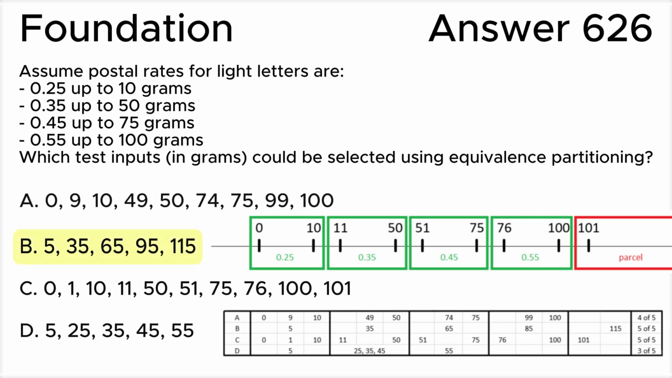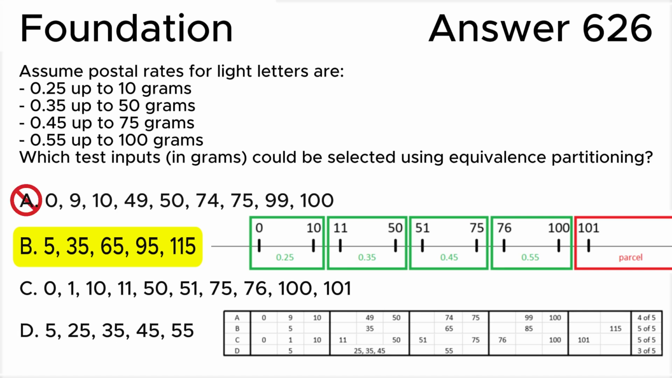Correct answer is B. Let's check. 5 covers valid partition 0.25. 35 covers valid partition 0.35. 65 covers valid partition 0.45. 95 covers valid partition 0.55. 115 covers invalid partition parcel. Each of these 5 equivalence partitions is covered in this set of tests. All the rest of the answers are wrong.